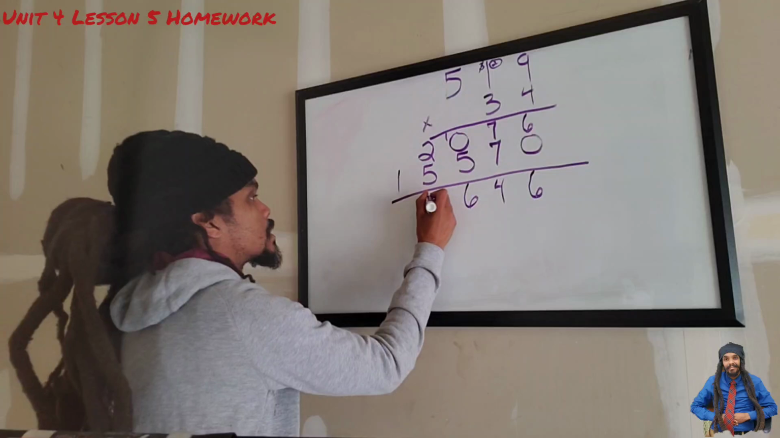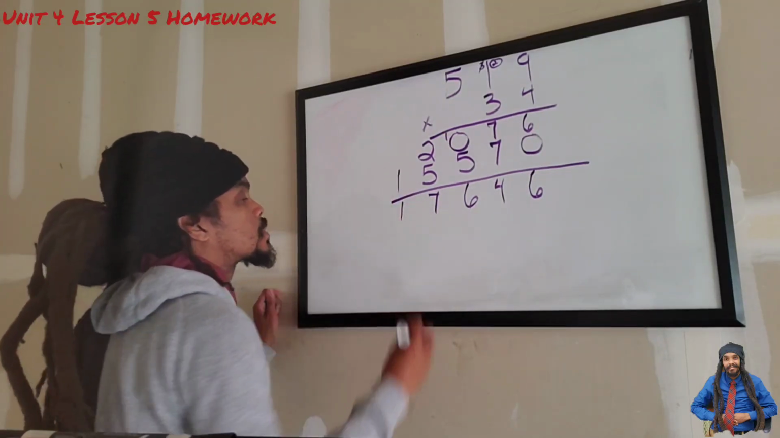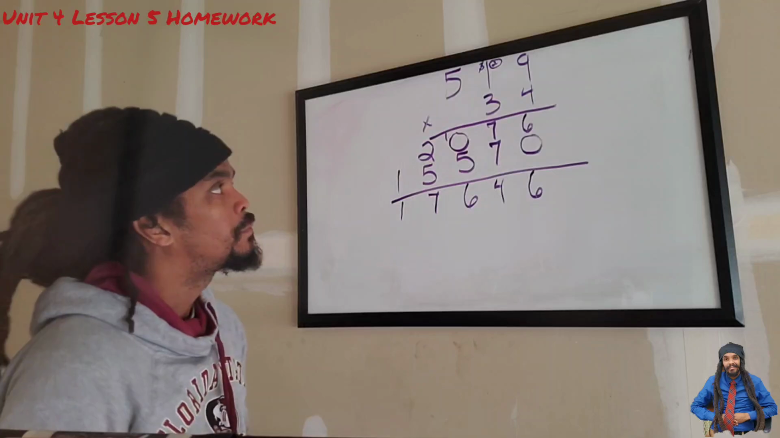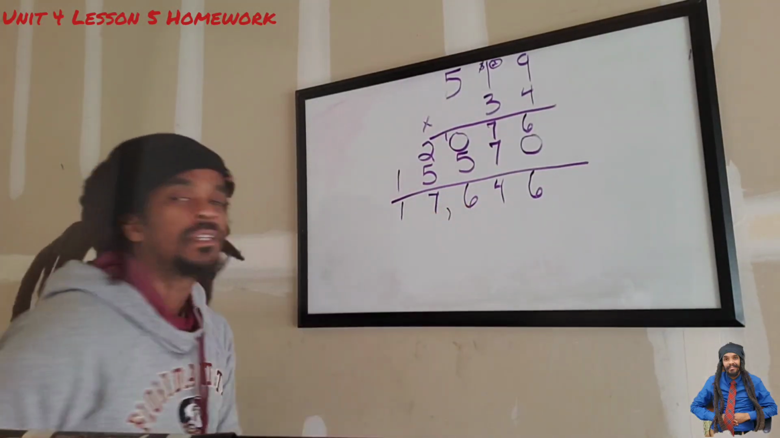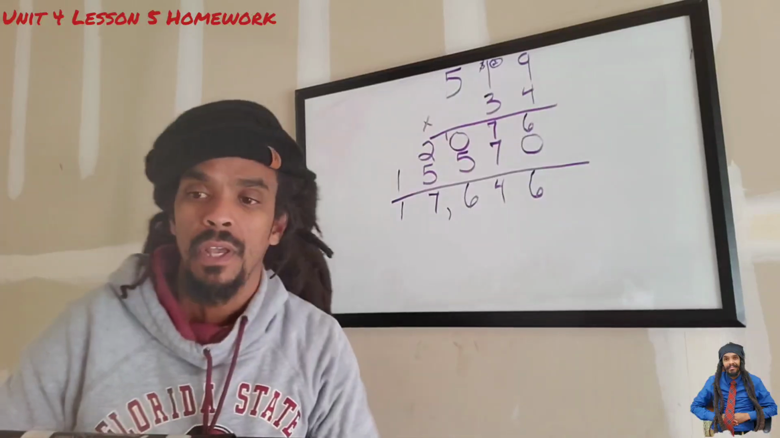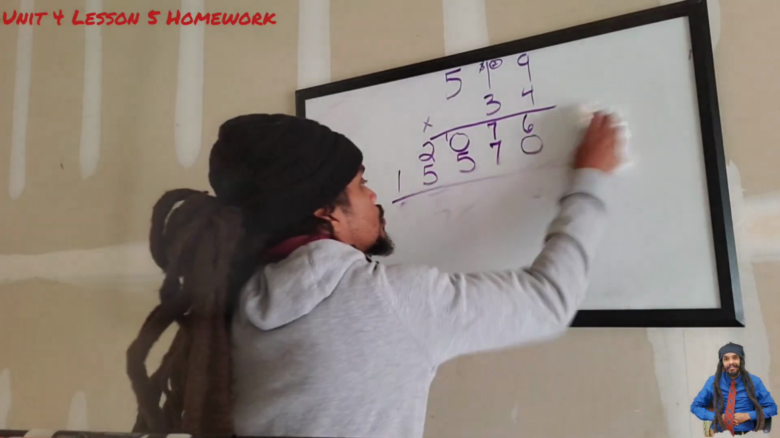5 plus 2 is 7. And then we just got our 1. So our answer for 34 times 519 is 17,646. Okay, let's not waste any time. Let's go ahead and get into problem 2.